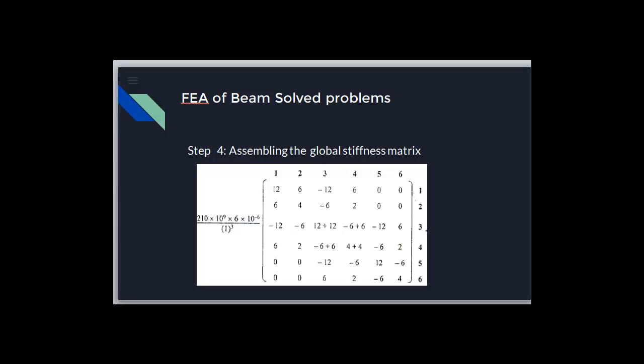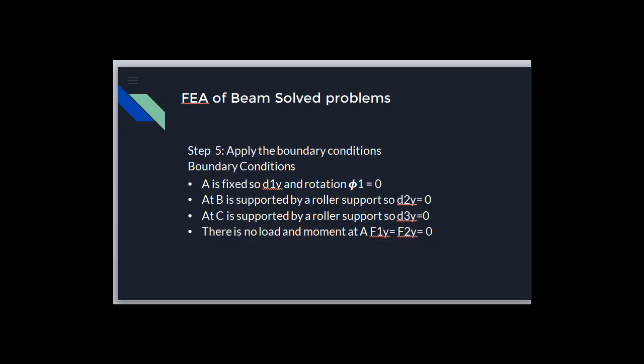After assembling the global stiffness matrix, the next step is applying the boundary condition. Applying the boundary condition must be done by observing the supports. Since support A is fixed, d1y and the rotation phi1 will be equal to 0. If the support is fixed, the boundary conditions for vertical, horizontal and rotation will be 0. So in the given problem, d1y and the rotation phi1 are equal to 0. Similarly, at support B, which is a roller support, the vertical displacement d2y will be equal to 0. And at support C, which is also a roller support, the vertical displacement d3y will be equal to 0. Since there is no load or moment acting at A, F1y and F2y will be equal to 0.